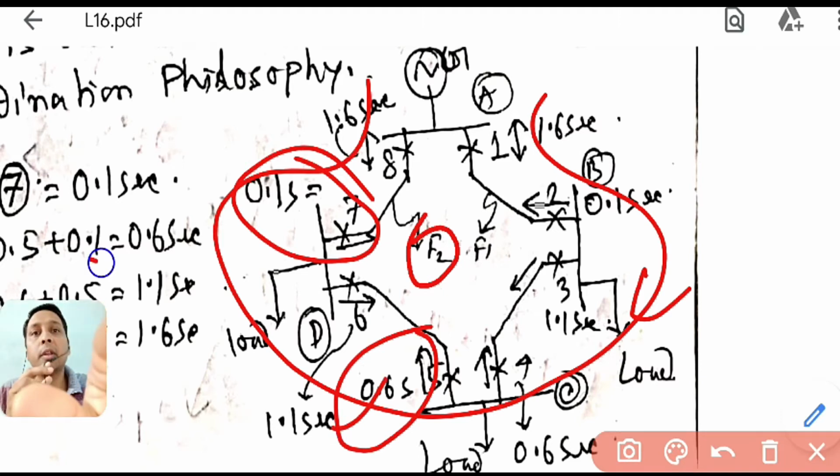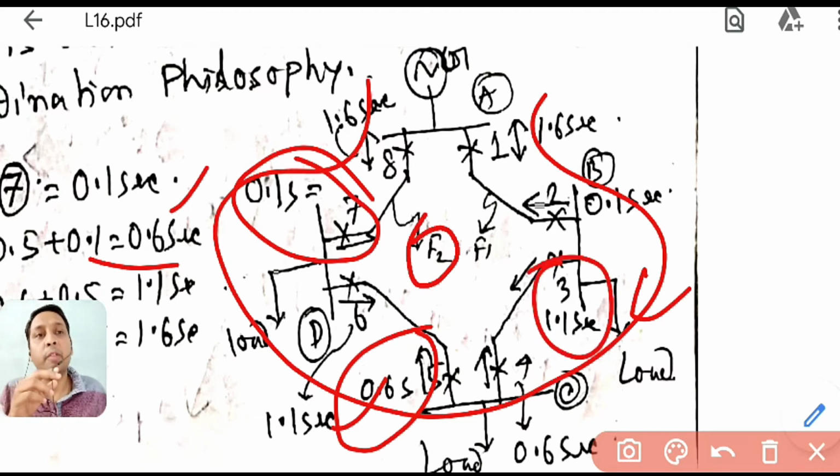You can see here, I have done it. Then if 5 fails, who is the next relay operating in this direction? 3. So 0.6 plus 0.5, 1.1. And if 3 fails, who is the next backup? 1 in this direction. So 1.1 plus 0.5, it is 1.6. This is the way you can do it. Similarly, you can do it in reverse for the next one also.